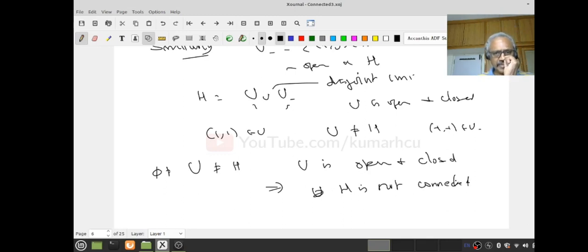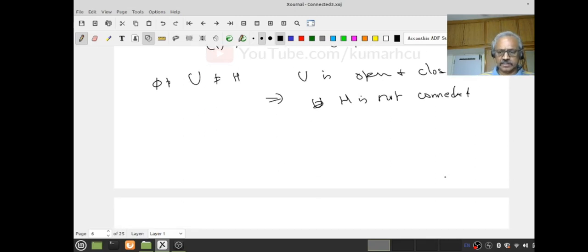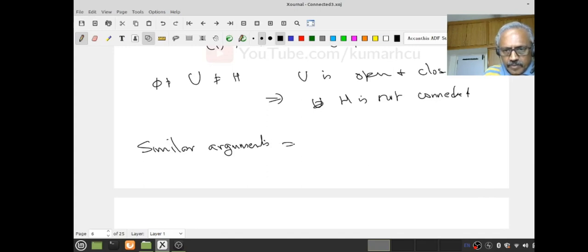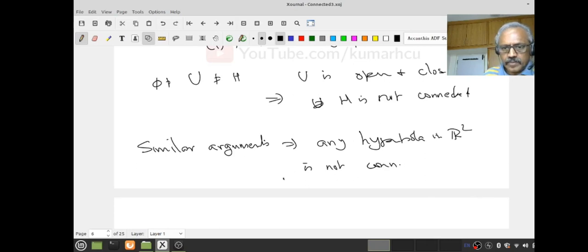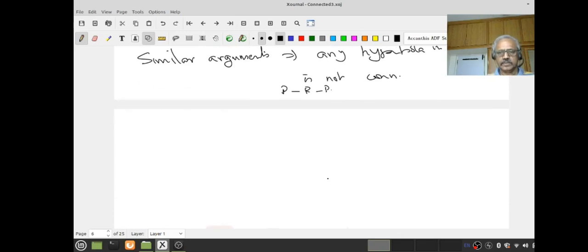A similar proof you can use for any hyperbola, whether rectangular or non-rectangular hyperbola; you can see the similar argument. Any hyperbola is not connected. So pause, review, proceed.